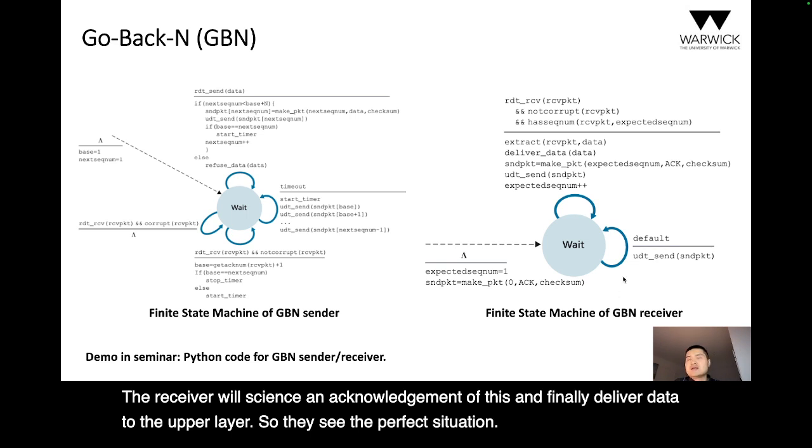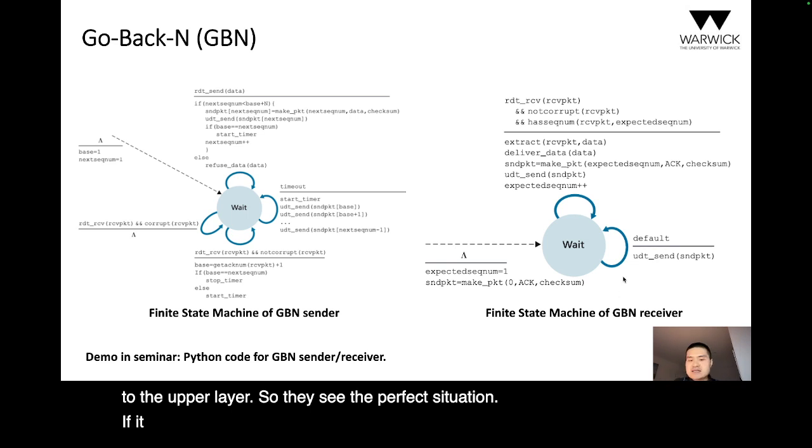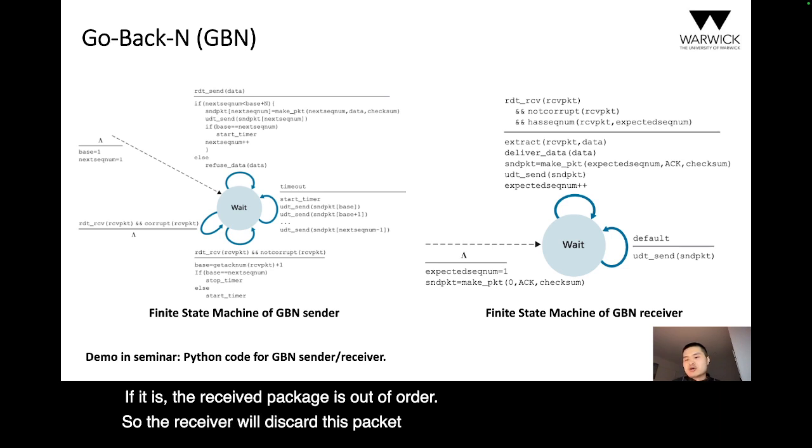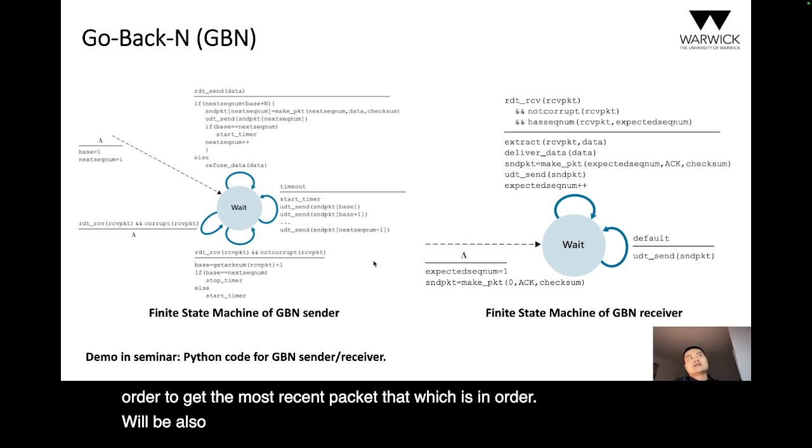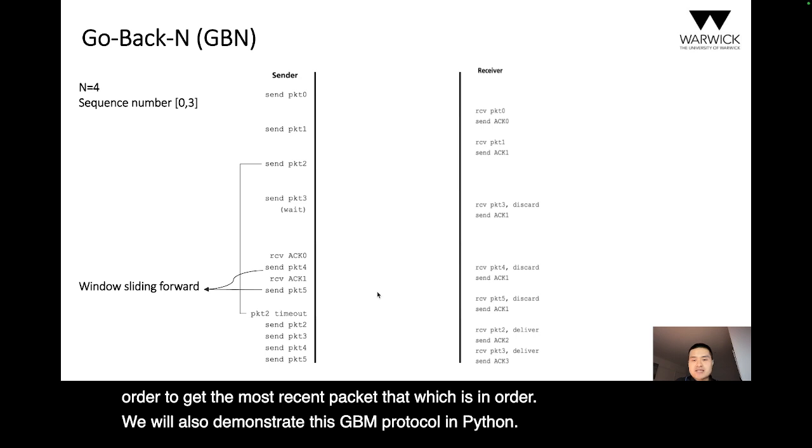If the received packet is out of order, the receiver will discard this packet and resend an acknowledgement for the most recent packet that was in order. We will also demonstrate this GBN protocol in Python in the seminar.